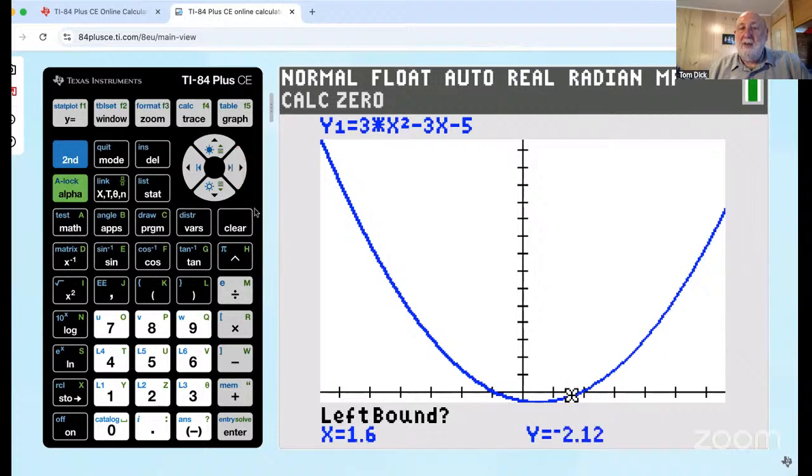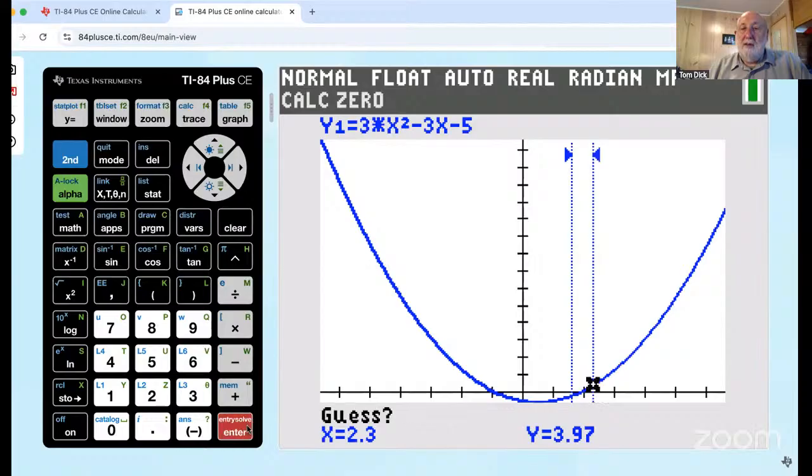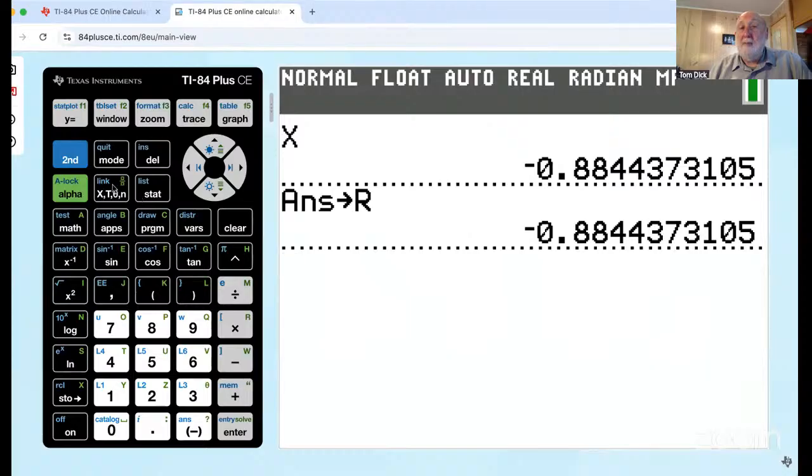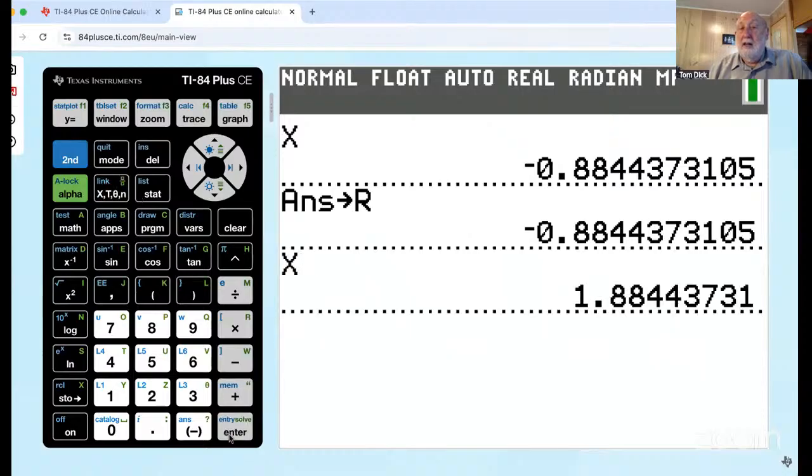It looks like I'm to the left of it. So let me go ahead and hit enter for a left bound. Go to the right of it, get a right bound, maybe get closer to it in the middle, hit enter for my guess. And there it's homed in on 1.8844373. And again, if I quit to the calculator screen and just bring up X again, that value is right there. So we could store that.